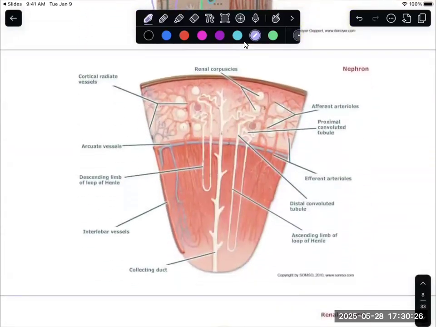Here's another one where we can see some of these. Here are those afferent arterioles, those renal corpuscles, those efferent arterioles coming out. We've got that proximal convoluted tubule, that distal convoluted tubule, that loop of Henle that comes down and back up before it drains to that collecting duct. Here we see those interlobar vessels, those arcuate vessels.